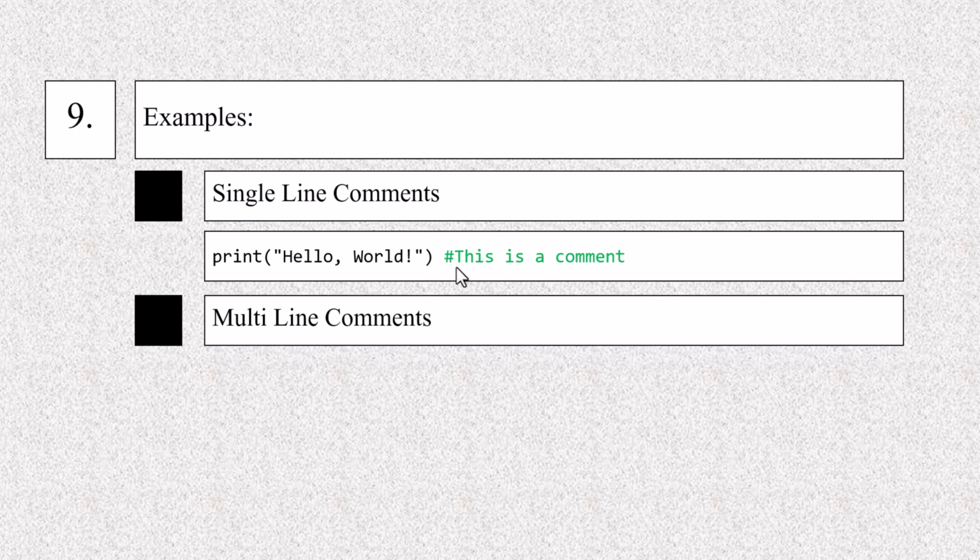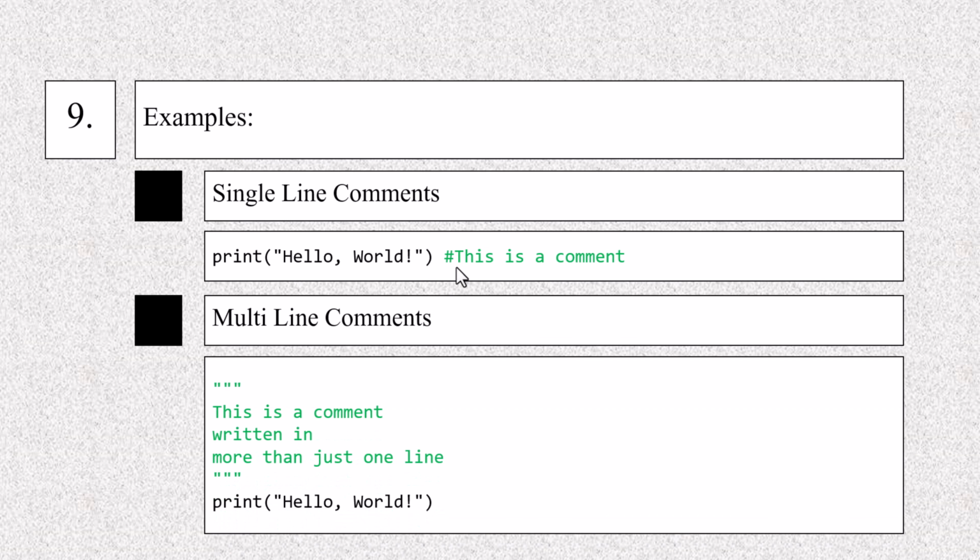Now we'll see about multi-line comments. To give a multi-line comment, you have to give a triple quote mark, and then you write your comment, and then again you give triple quotes to end the comment, and then you write your code. So this is how you can use single line comments and multi-line comments.